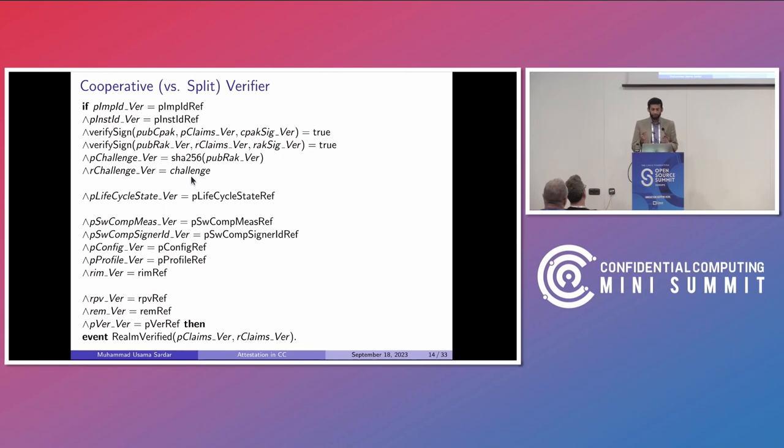So we have the signature verification, the freshness, and then this cooperation between the two, or the linkage between the two attestors. Then there is this life cycle state, that whether it's secured or not, that has to be checked. And then some compulsory or mandatory checks, which are important for reference values. And then some optional checks, which are dependent on the use case. And then we finally have this event, which will be checked by the verifier.